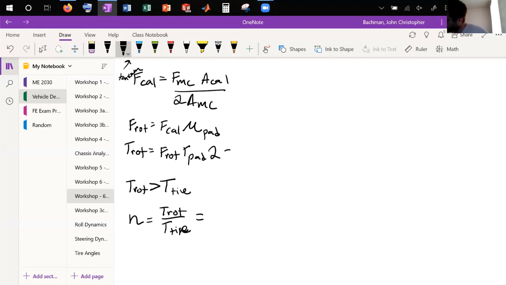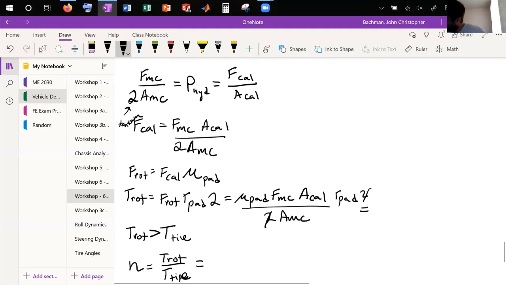So, but this is basically, we're going to plug in the force on our rotor, so we have to plug in mu. So we have basically mu pad times force on the master cylinder times area on the caliper divided by 2 times area of the master cylinder times the radius to the pad. And we had 2 2's, so those canceled, right? So that was good.